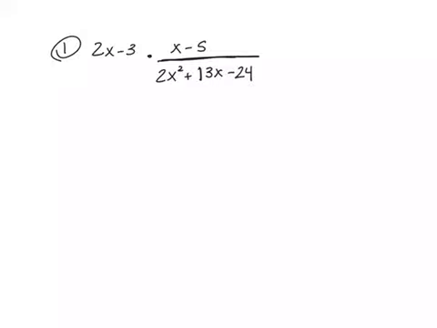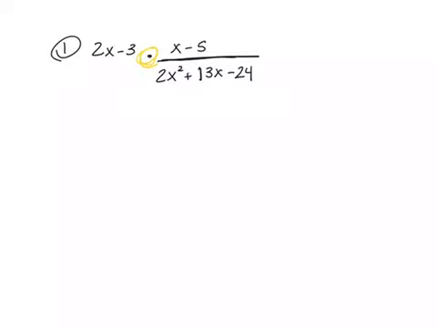So on this first example, you're going to hopefully notice that this is a multiplication problem. You do need to be paying attention to the symbols on your quiz to make sure that you're doing the right operation. So this is multiplication. When we are multiplying, we just multiply straight across, top times top, bottom times bottom. But we want to first look and see if any of the numerators or denominators can be simplified or broken down.